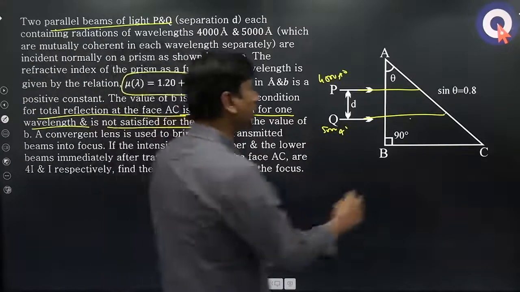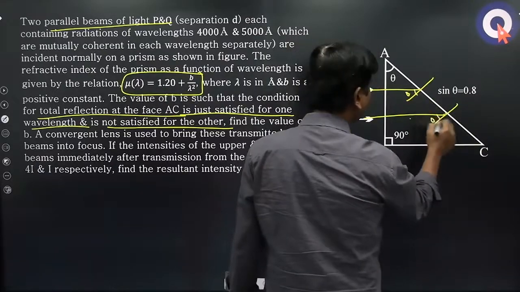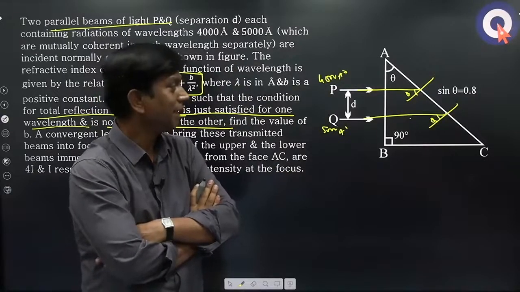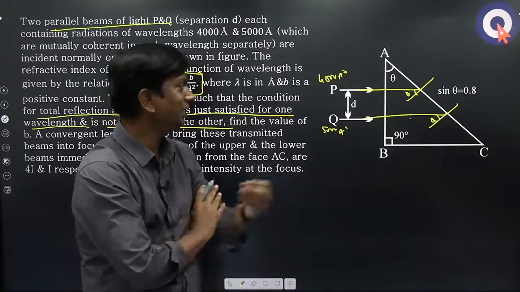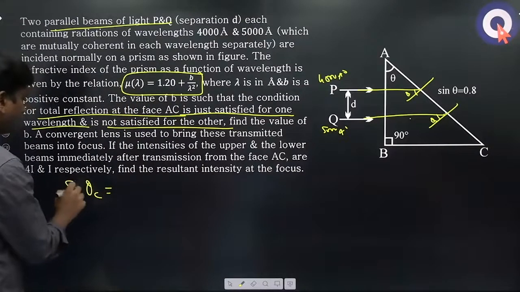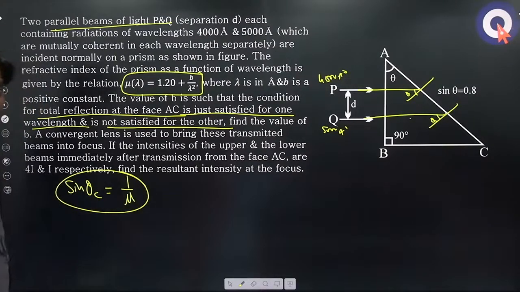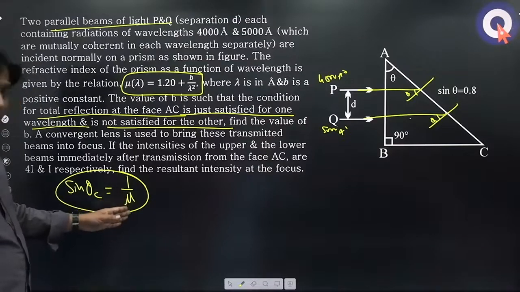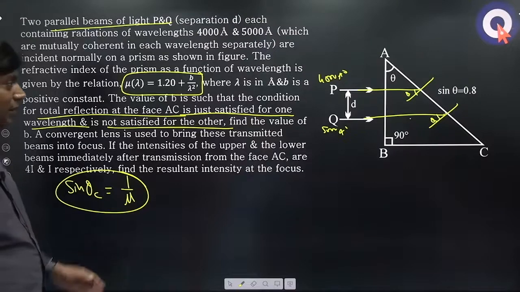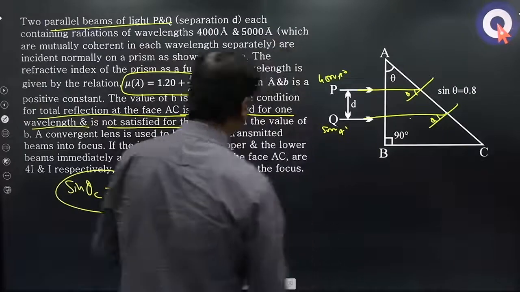And one more thing, both of them are falling at what angle? Theta only, no? Incident angle is theta only, right or not? And critical angle theta c is given by sine of the critical angle equal to 1 by nu. So it means that when refractive index is more, critical angle will be less, right or not? So that means refractive index is more for this one or this one.